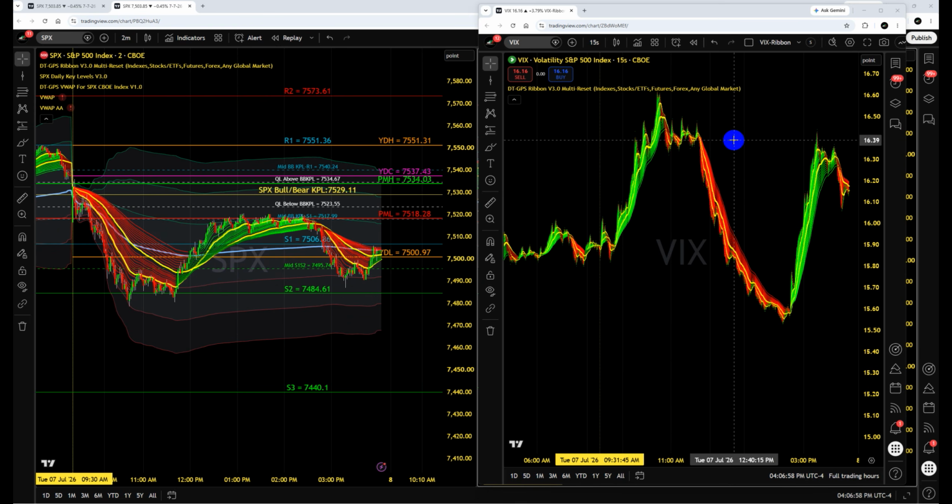Some people don't need that. They can just go off the ribbon and VWAP here along with the daily key levels. But for those looking for additional confirmation, that's a suggestion I have, is using the ribbon indicator with the VIX, and then using it on the VIX on a lower chart time frame than whatever you're using for SPX.